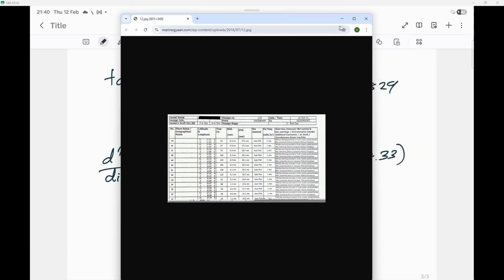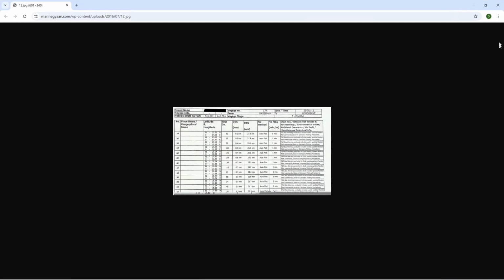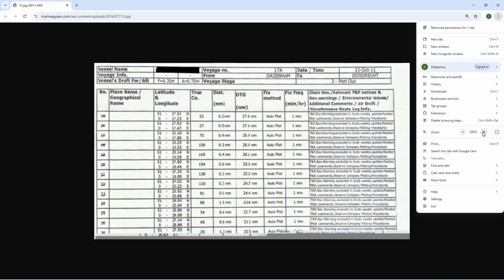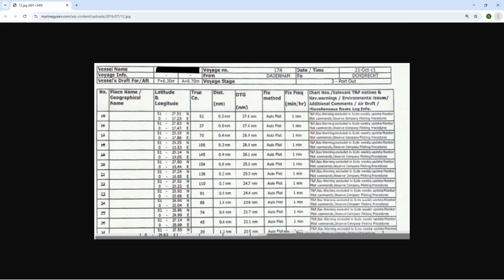Okay. Have you guys seen something like this? Can you see my screen? Have you guys seen something like this? Why is somebody putting thumbs down?